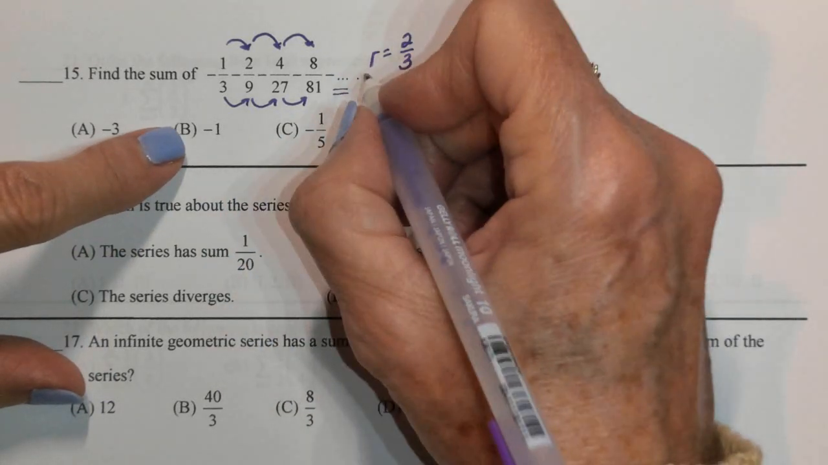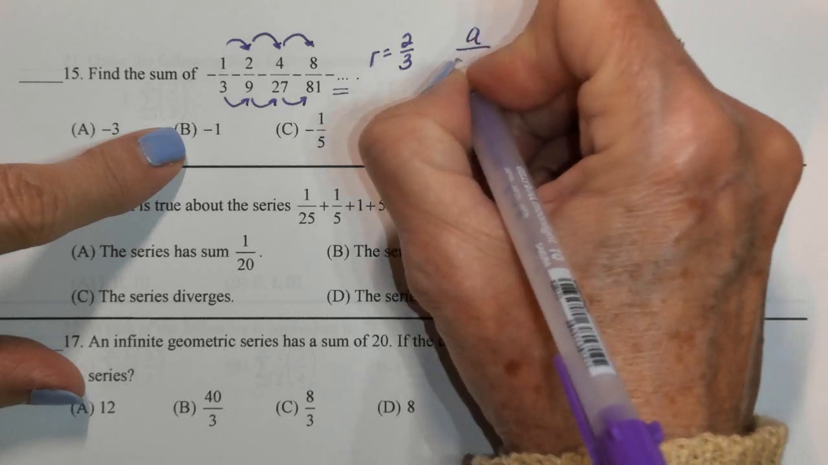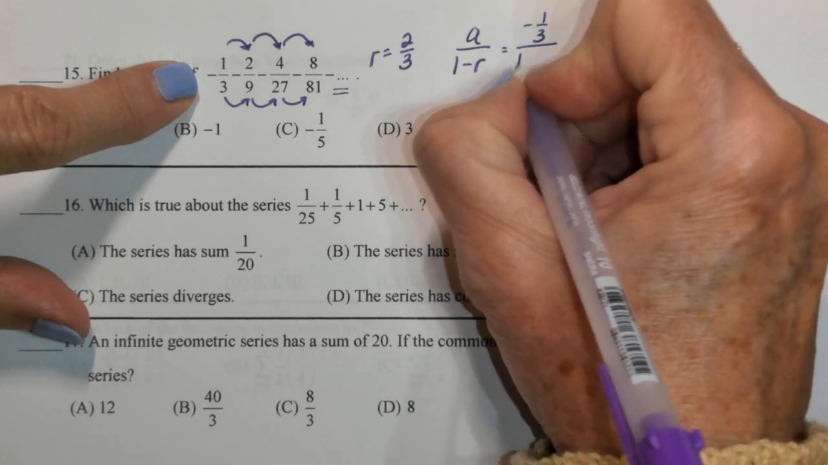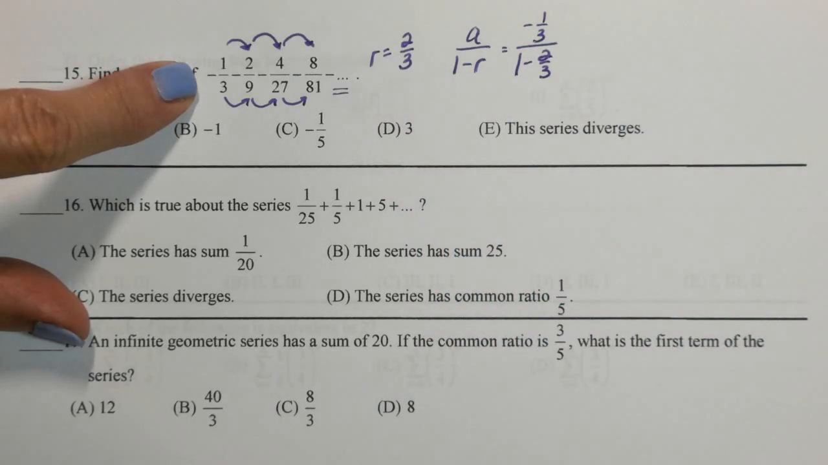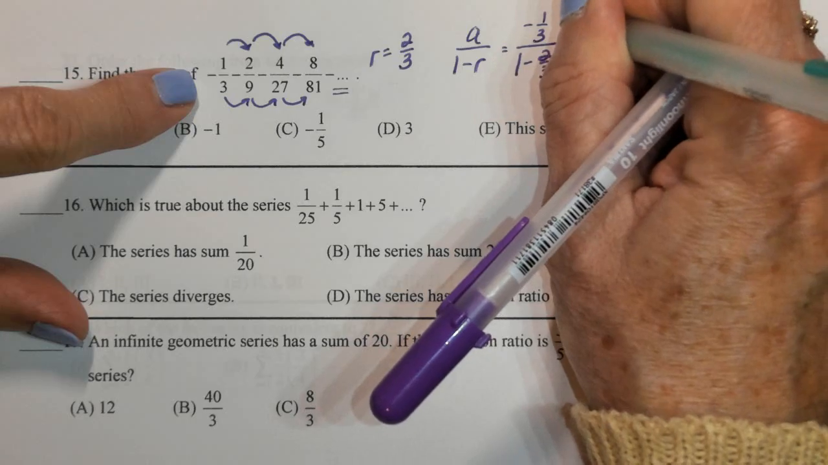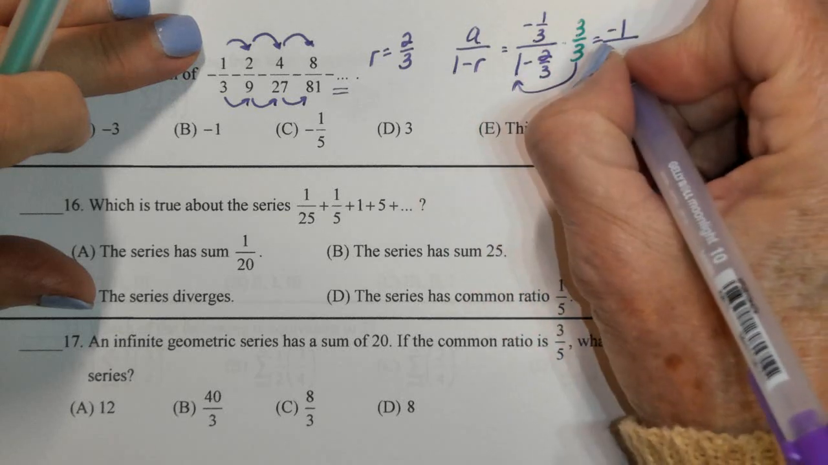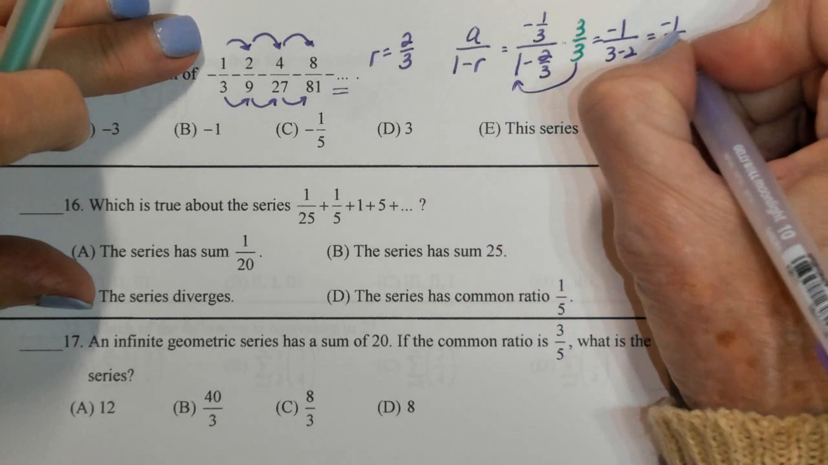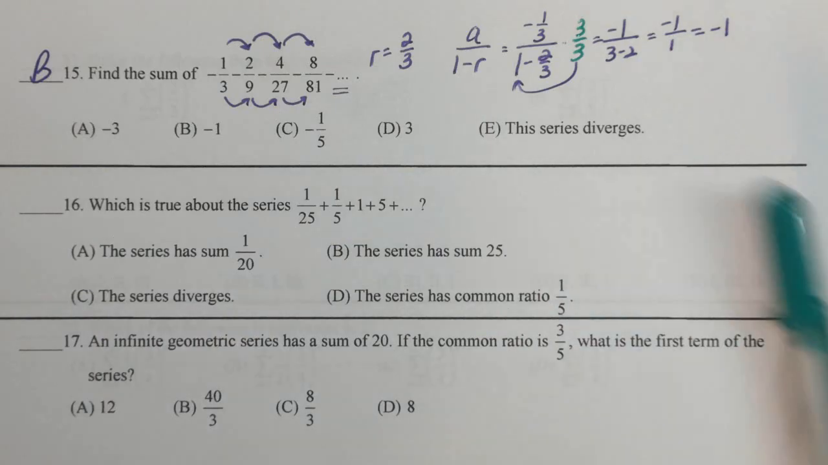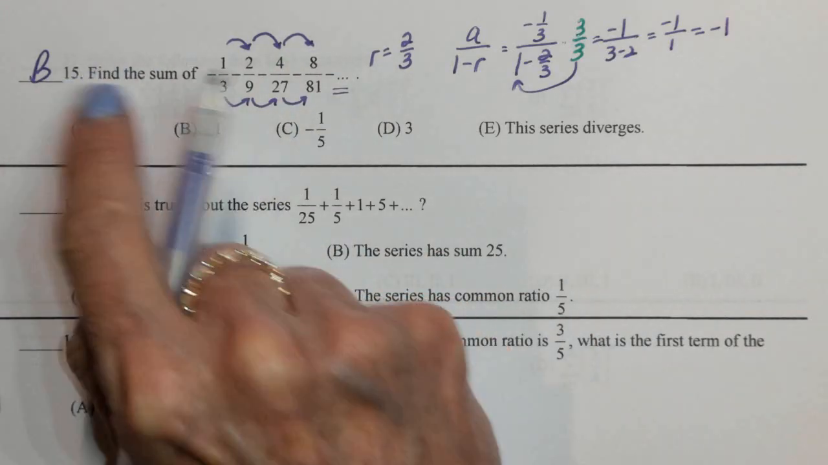So I'm using my infinite geometric formula where r is between -1 and 1. So we'll have the first term over 1 minus r. The first term is -1/3. R is 2/3. So let's see. If I multiply top and bottom by 3 here, I will get -1 over 3 minus 2, which is -1 over 1, or -1. So the sum is -1. So if you add an infinite number of terms, you'll get -1.